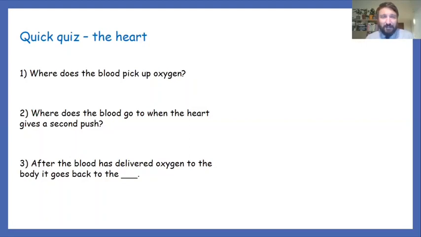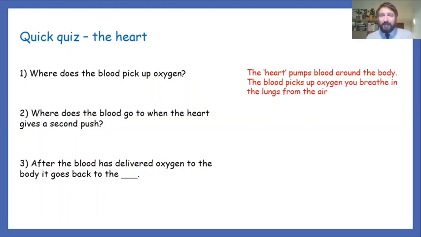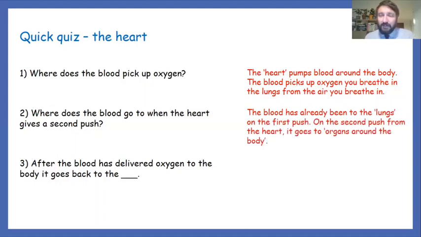So where does the blood pick up oxygen? Well, we all know that the heart pumps blood around the body, and the blood picks up the oxygen that you breathe in from the lungs. Okay, so if you've got the lungs down there, well done. Where does the blood go to when the heart gives a second push? Well, the heart has already been to the lungs on the first push, and on the second push from the heart, it goes to the organs around your body.